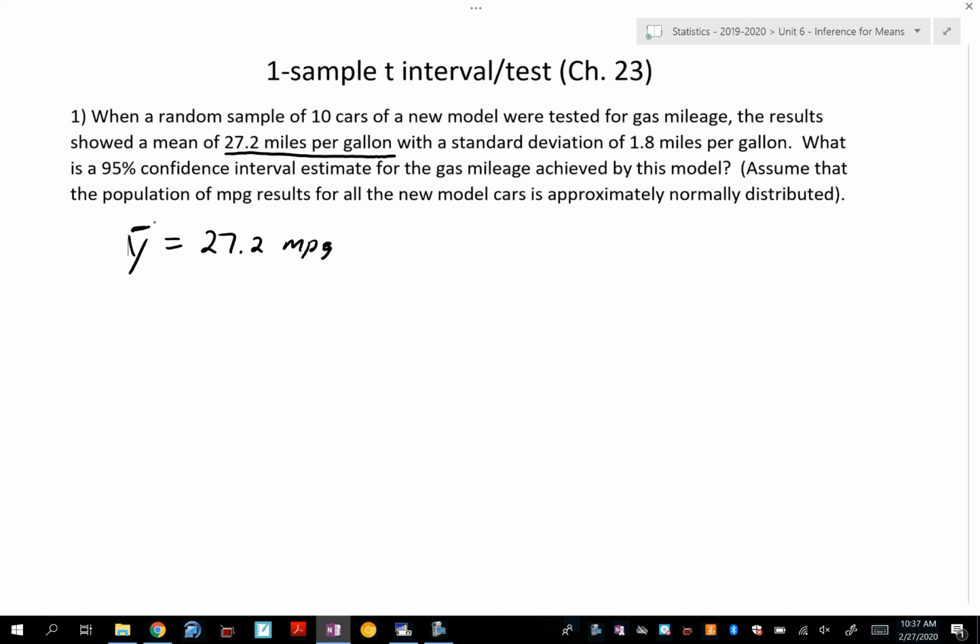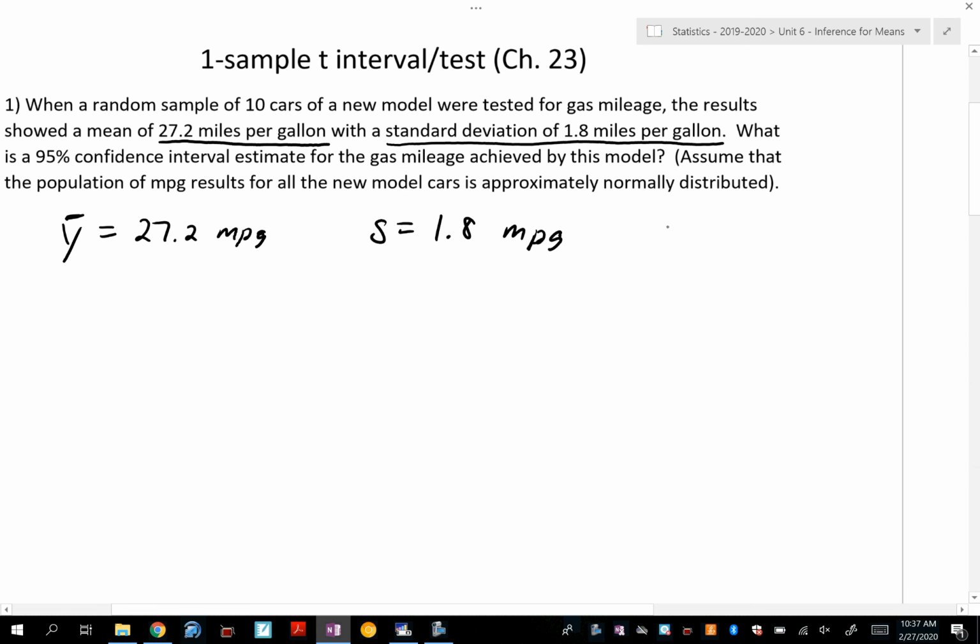It gives us a standard deviation of 1.8 miles per gallon, so that's S equals 1.8 miles per gallon. Now our sample size is how many cars? 10 cars. So what's our degrees of freedom? 9. Very good. For this week, it's always the sample size minus 1. So that's a fairly small sample.